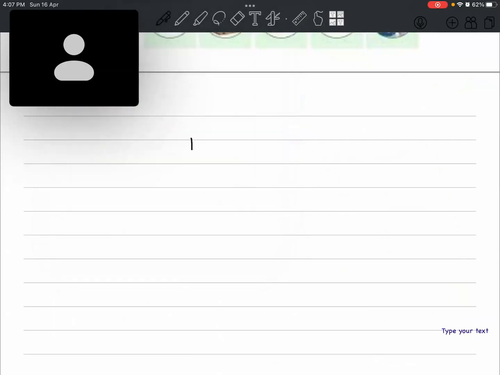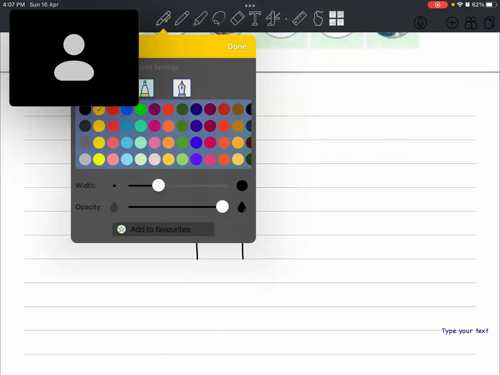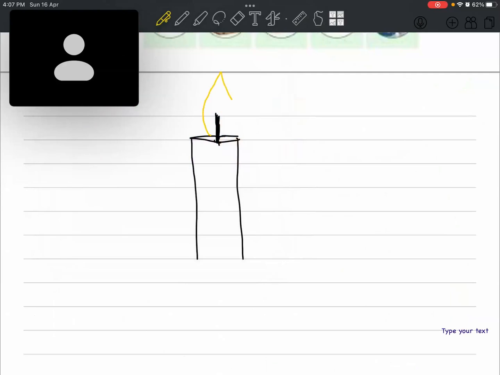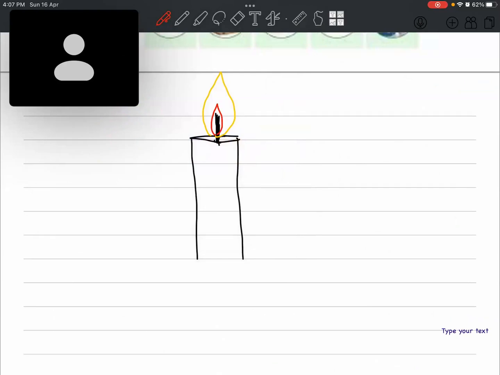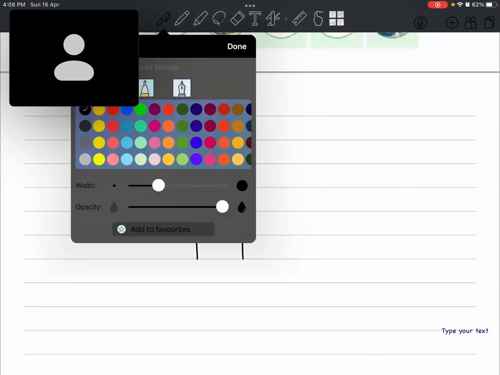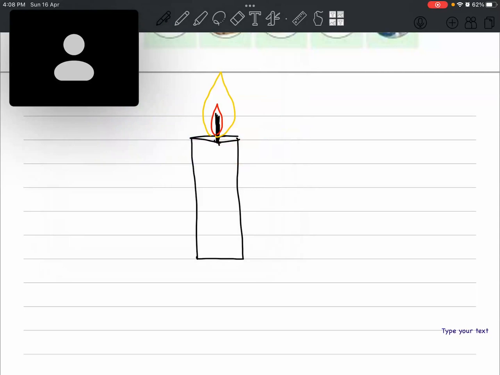Okay, let's draw a candle. Yeah, this is a candle, right? So once we have lighted this candle using a matchstick, what is happening here? You will notice that it burns.